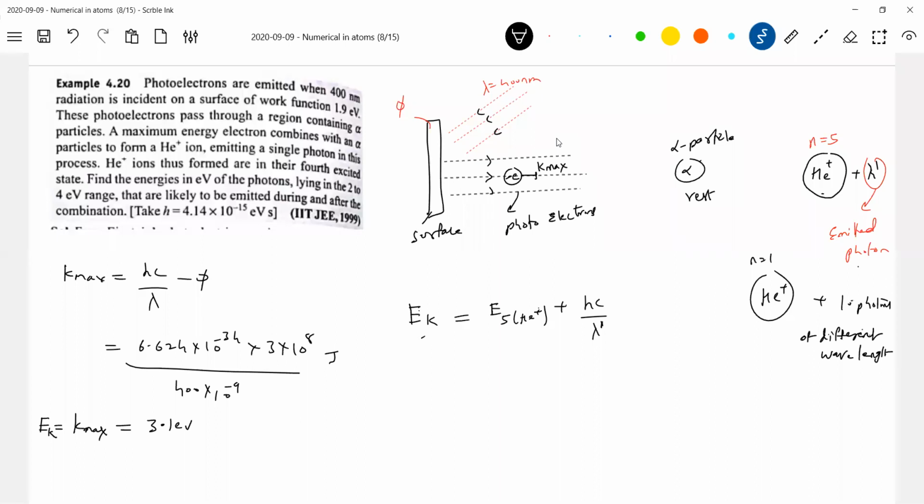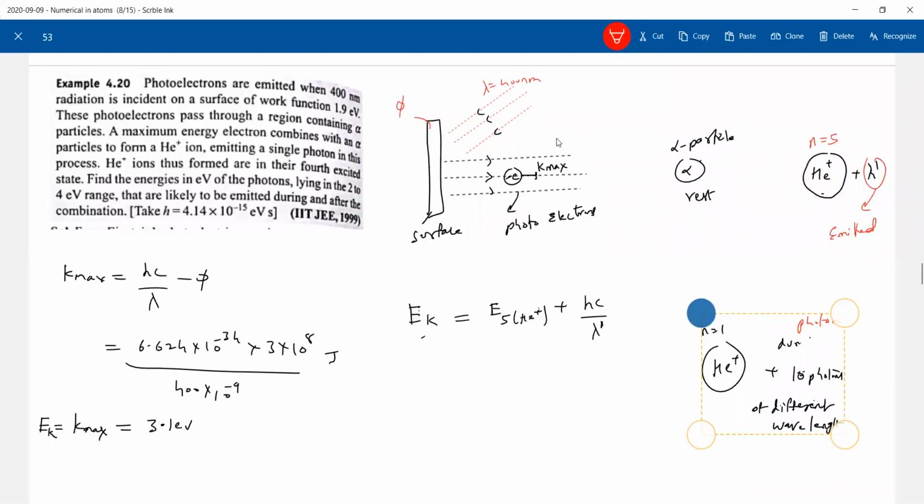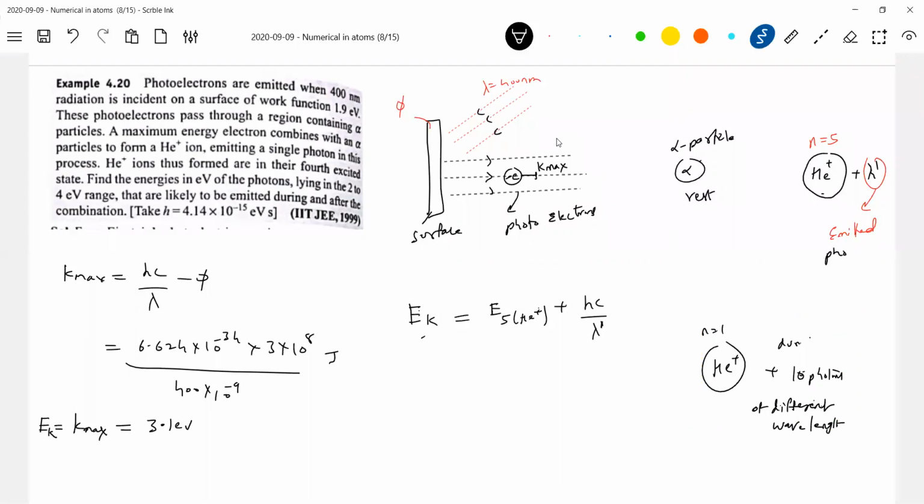Please try to imagine. So this is what happens here. This is the emitted photon during helium plus formation. And what about this? 10 photons of different wavelength emitted after helium plus is formed, after and during. I think, is it okay? No, no, it is something else.